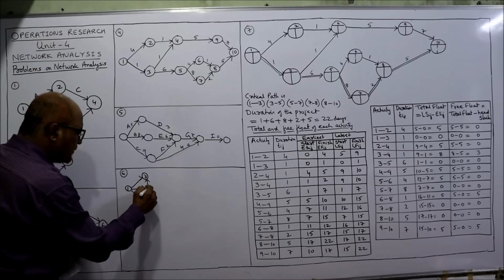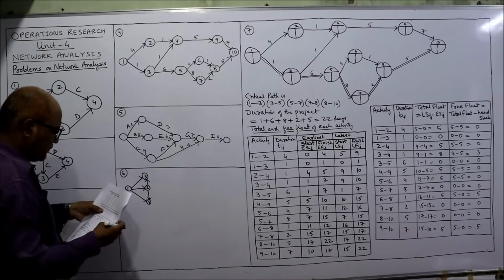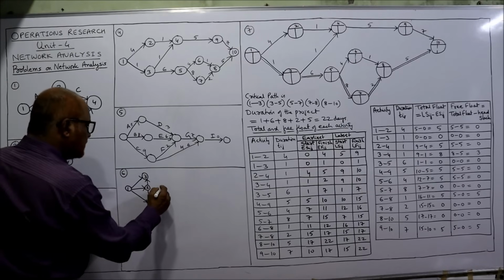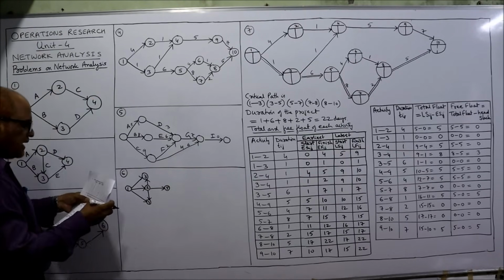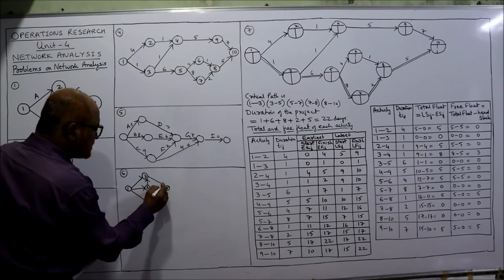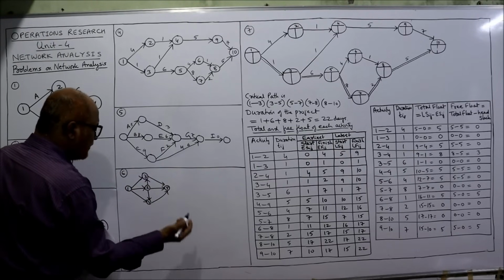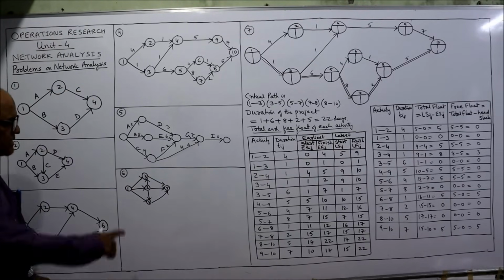This is 2 to 3. And this is 2 to 4. Then 2 to 5. This is 2 to 5. Right? Then 3 to 5, 4 to 5. This is 3 to 5 and this is 4 to 5. That's all. This is the diagram.